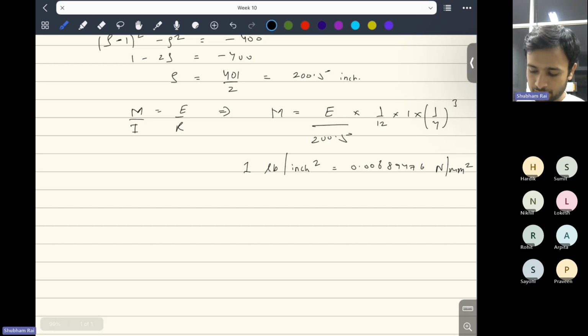And if you put all the values, finally you should get M is equal to 188.3 pound inch. Okay, so that's what you should get.